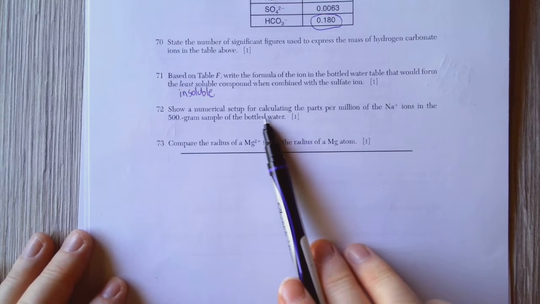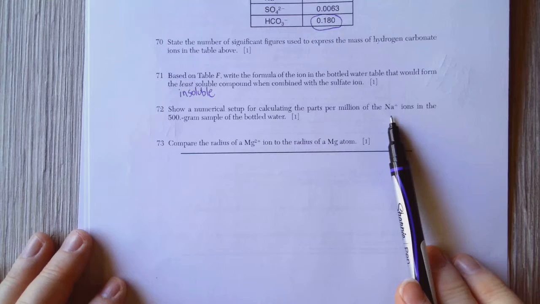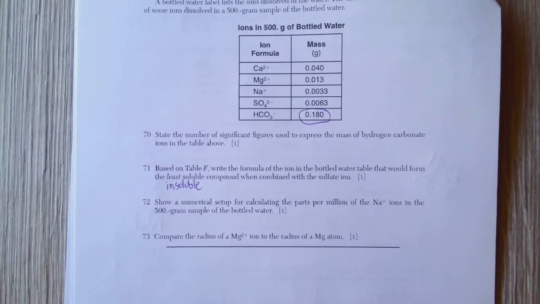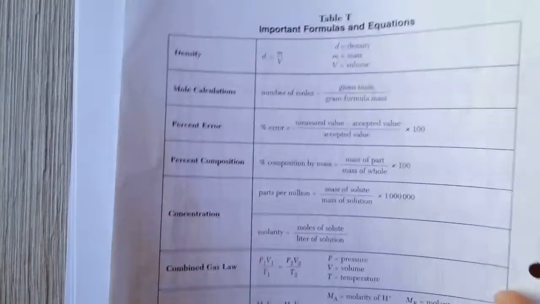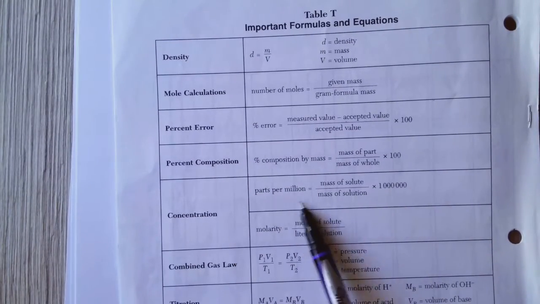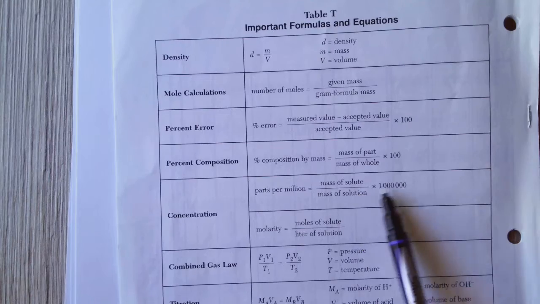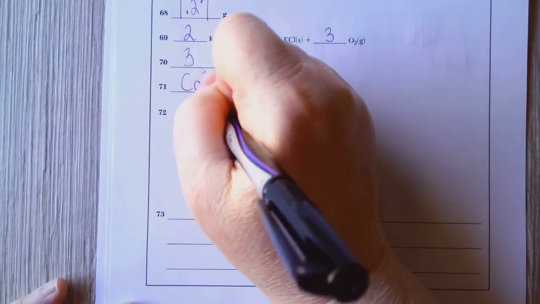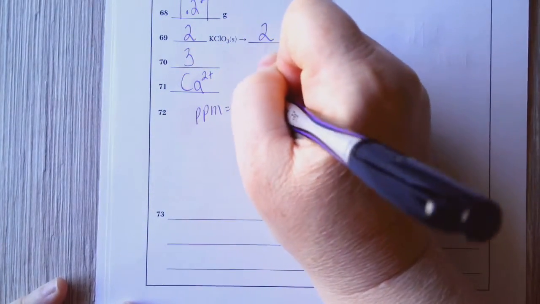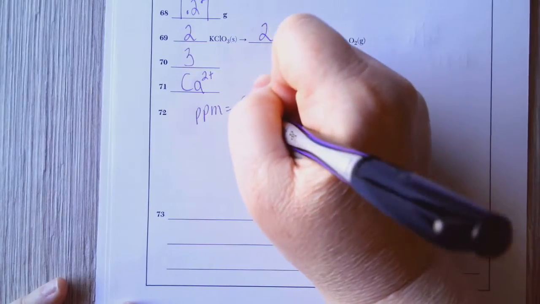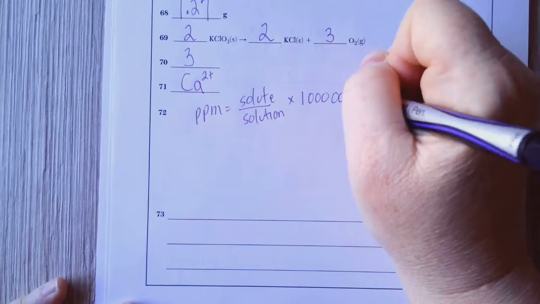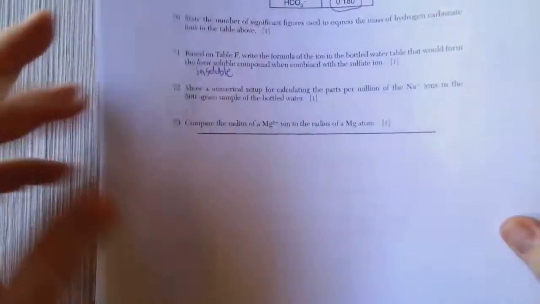Show a numerical setup for calculating the parts per million of the Na+ ions in the 500 gram sample of the bottled water. So I need the formula for parts per million, right here, mass of solute over mass of solution times a million. So I'm going to write the formula first, okay? So ppm equals solute, but that's grams, over solution, grams, times a million. 1 with 6 zeros. So let's go back to the data.